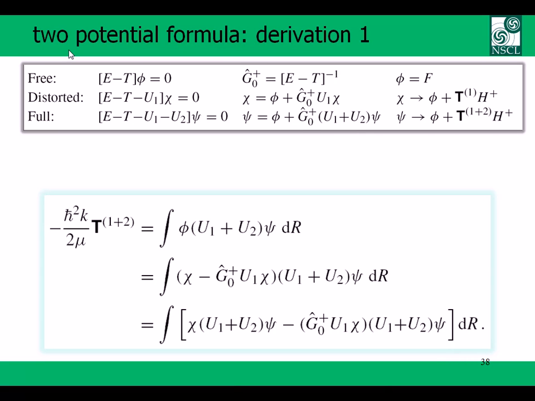Let's start. By definition, and it's nicely here on the board, I can write that T matrix, multiplying by that factor because I don't want to carry it around, just as an integral of the full solution, the solution that comes with inclusion of the full interaction, in this case U1 plus U2, times the free solution. So far, so good? Now I do a little bit of manipulation, and I replace that phi using this equation here. If phi is actually chi minus this thing, I replace it.